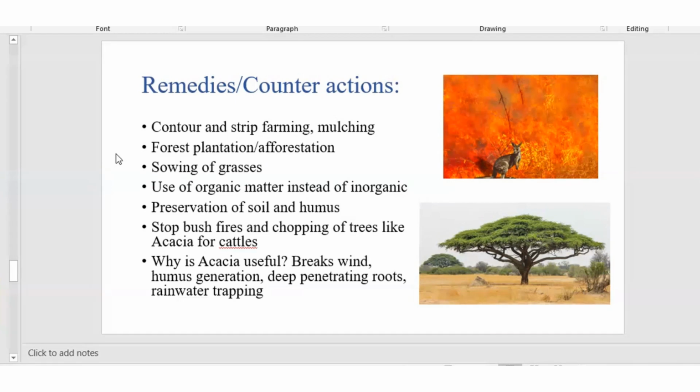So contour farming's role was that it worked only against water-induced erosion; it collected water in its furrows. But when you introduce strip farming, water erosion is prevented and wind erosion is also prevented, because you've introduced the 90 degree angle, which prevents high velocity winds.